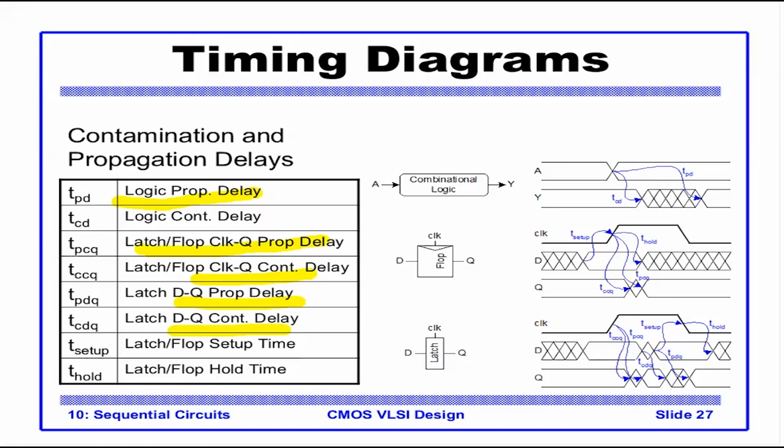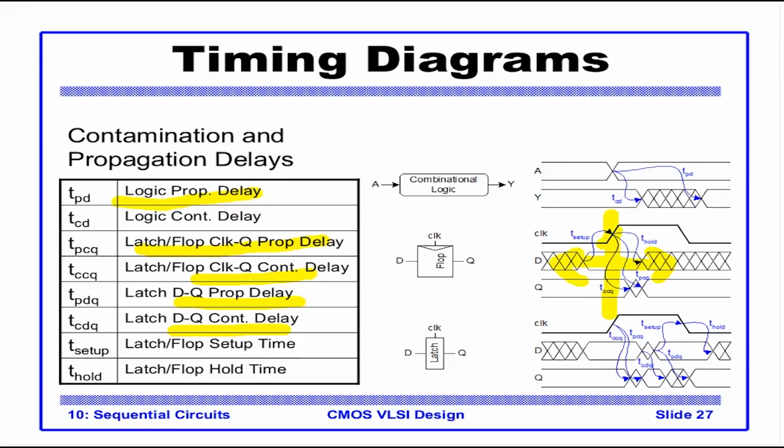These are not exactly delays; these are restrictions. Let's say a flop is guaranteed to work only if data does not change in a window around the clock. So let's say the clock transitions here. There is a window on both sides during which data should not change. Only then is it guaranteed that you will get the correct D. So this window is called the setup-hold window.